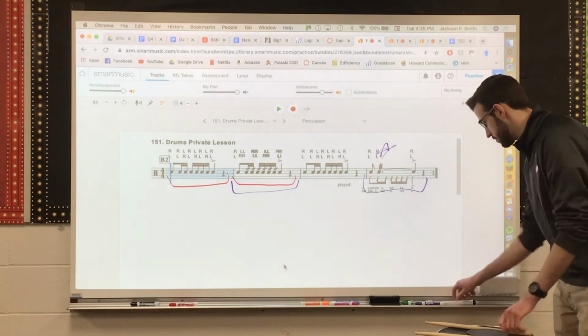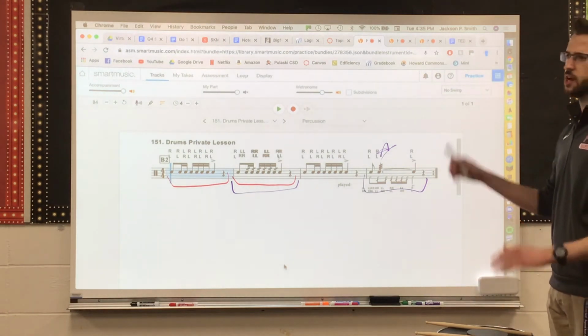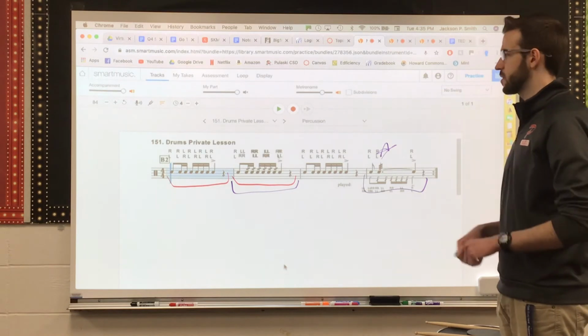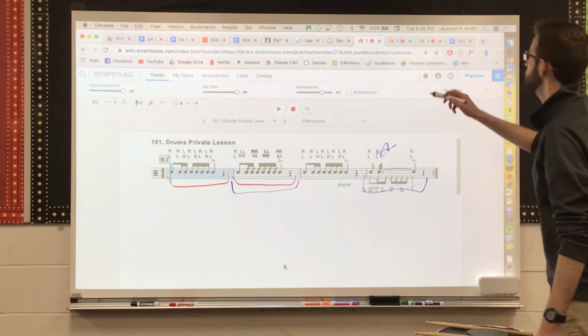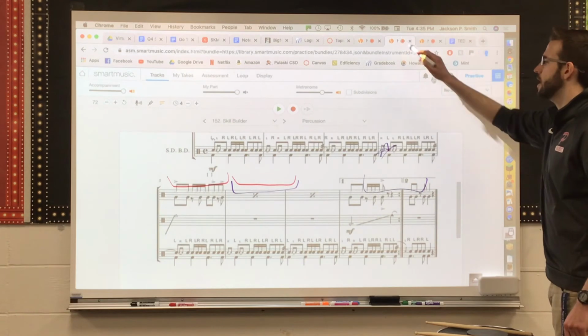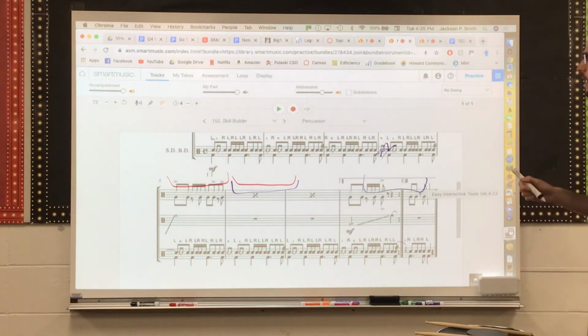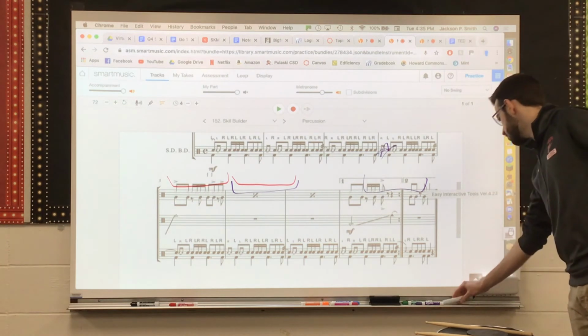Let's look at 2 more examples. Now this is not one of your options. This is just kind of a warm-up to get us going here on our PAS rudiments on the snare. Let's look at 2 options for snare for your final key concept. Here's number 152.